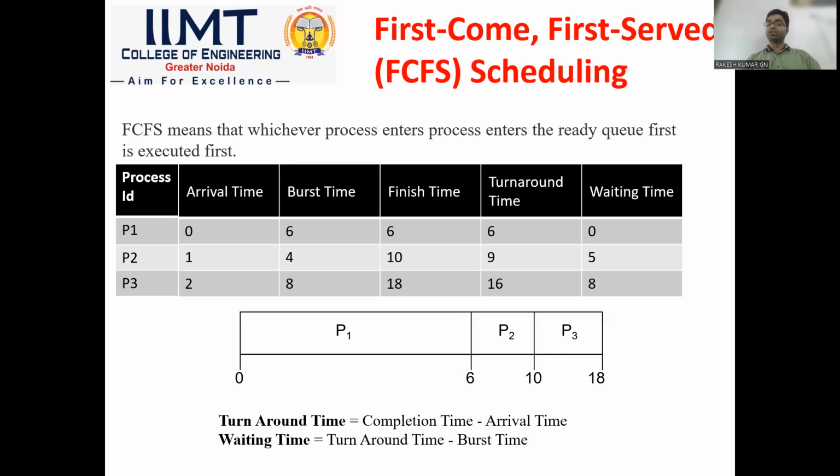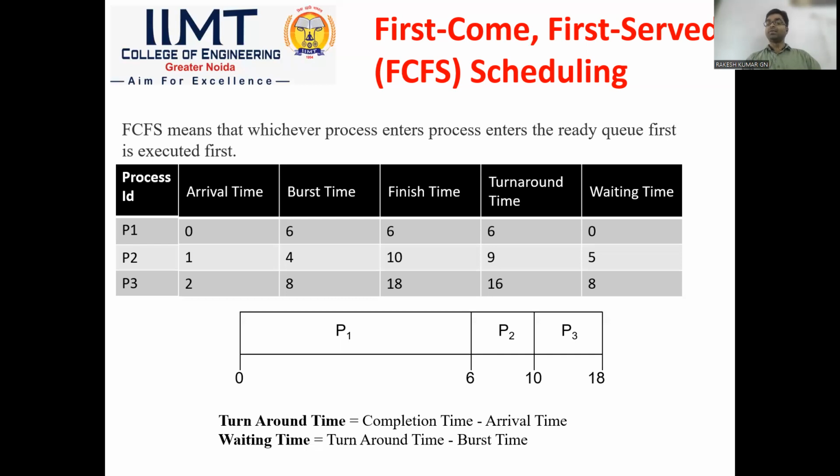In between, it will not stop. So FCFS means that whichever process enters the ready queue first is executed first. So here we have three processes P1, P2, P3, and the arrival times are 0, 1, 2. Burst times are 6, 4, 8.